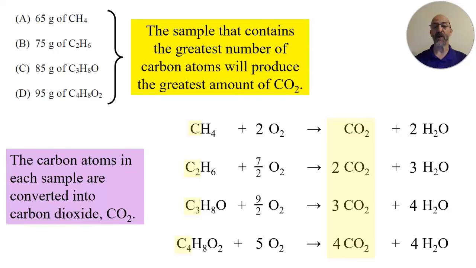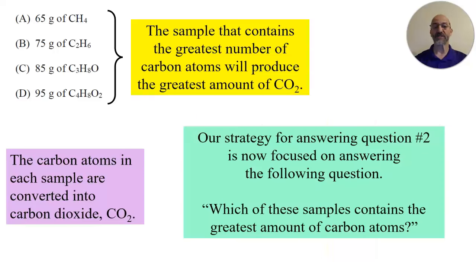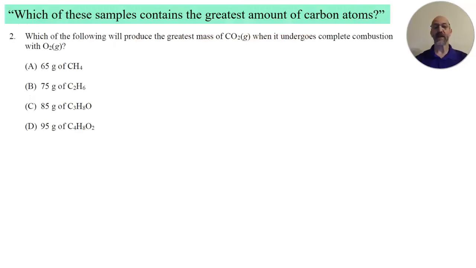So we now have a strategy for answering question 2. Our strategy is now focused on answering the following question. Which of these samples contains the greatest amount of carbon atoms? So I'm not looking at those balanced equations anymore. I'm just focusing on converting grams of each substance into moles of carbon atoms. This will be a 2-step conversion.